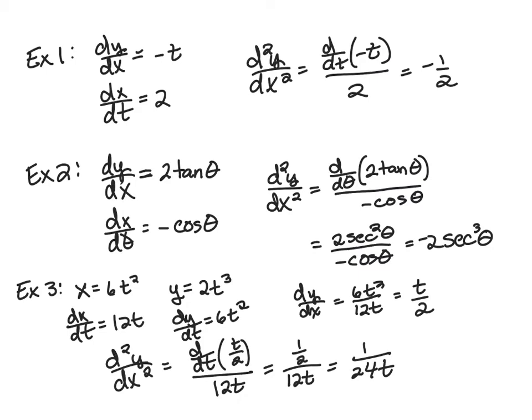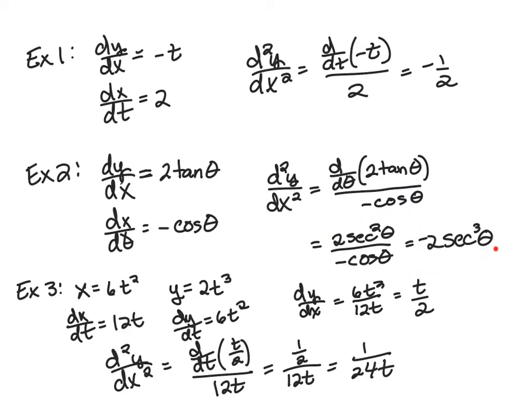Example 2 from before, we had dy/dx, the final derivative, was 2 tangent, and the dx/dt was minus cosine theta. So the second derivative is the derivative of this with respect to theta divided by this. So the derivative of 2 tan is 2 secant squared, divided by dx/dt, and that is going to give me minus 2 secant cubed.